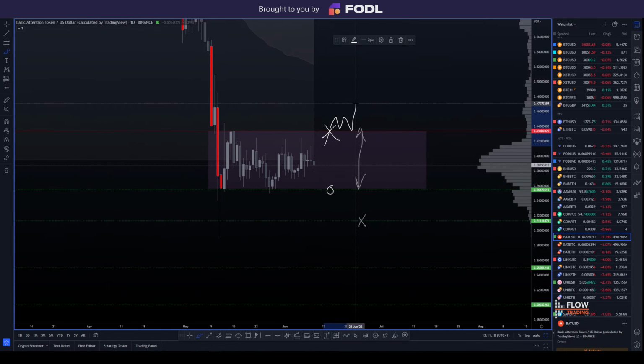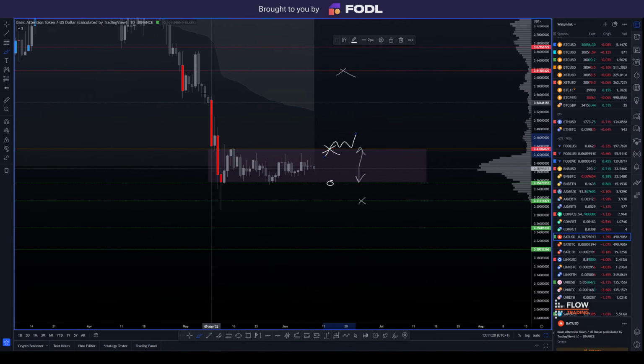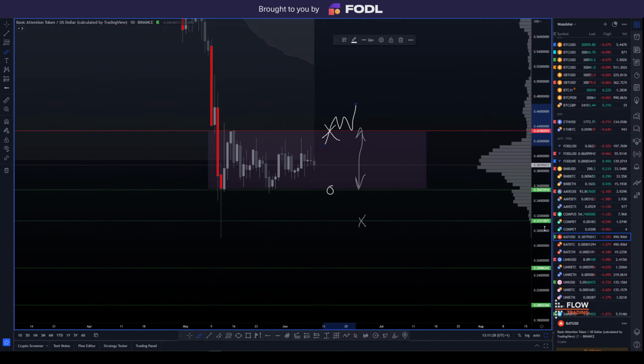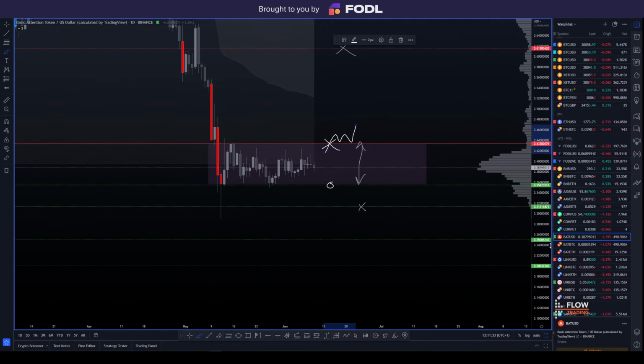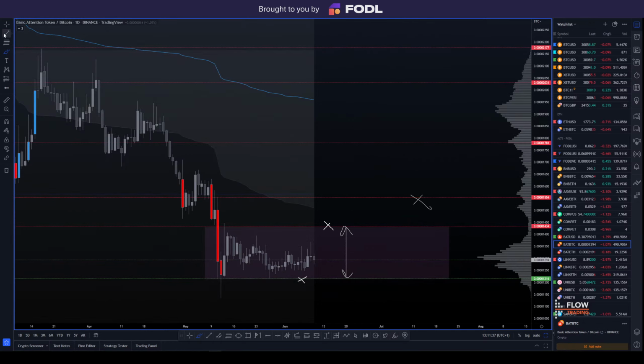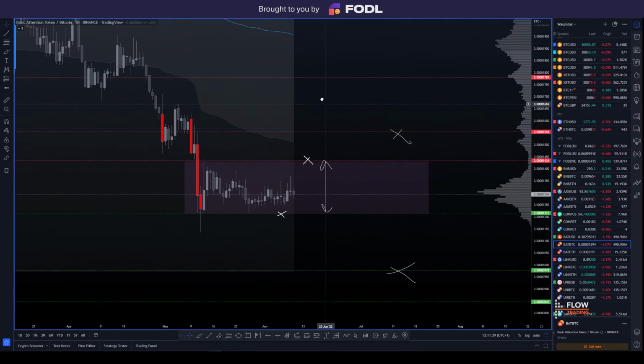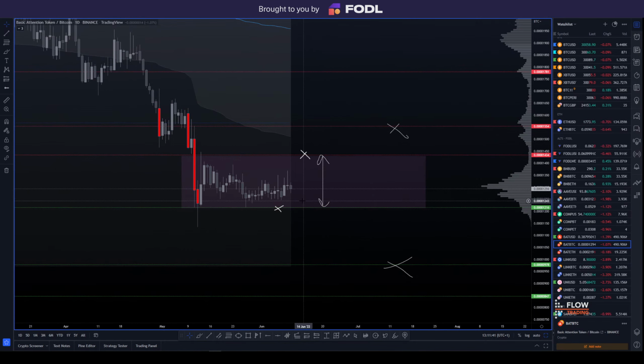Break above this, then I think we've got a very good chance of going all the way up to this level here as the next level of resistance, right? But if we break down, then you know where the next levels of support are. And I'm looking basically at big round numbers again, right, about 30, 25, and then 20 sats as the next levels, okay?